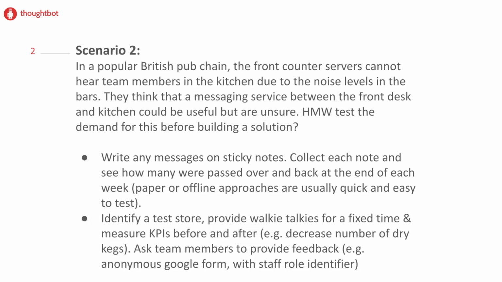And so another way to run this would be to identify a test pub, so one of the pubs from this chain, and to provide walkie-talkies for a fixed time to the staff in the front of the bar and in the back of the tower, and measure the KPIs that you identified before and after. So for example, does it decrease the number of dry kegs, or does it decrease the wait times for customers as a result of dry kegs? Something like that you've identified as the critical KPI.